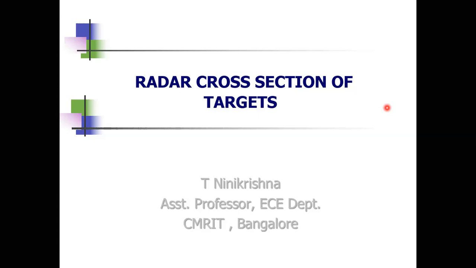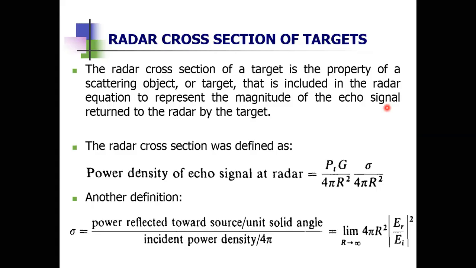So what was the equation up to the re-radiated power density back at the radar? It was this, right? So this is the power density of the echo signal, which is re-radiated back at the radar. PT was the peak transmitted power. PT by 4 pi r square was the power density. G is the gain when we consider a directive antenna. So this is the power density for a directive antenna. And then when it hits the target, we have something called sigma, right? So sigma by 4 pi r square again, so that we have the power density, not the power, which is re-radiated back at the radar.